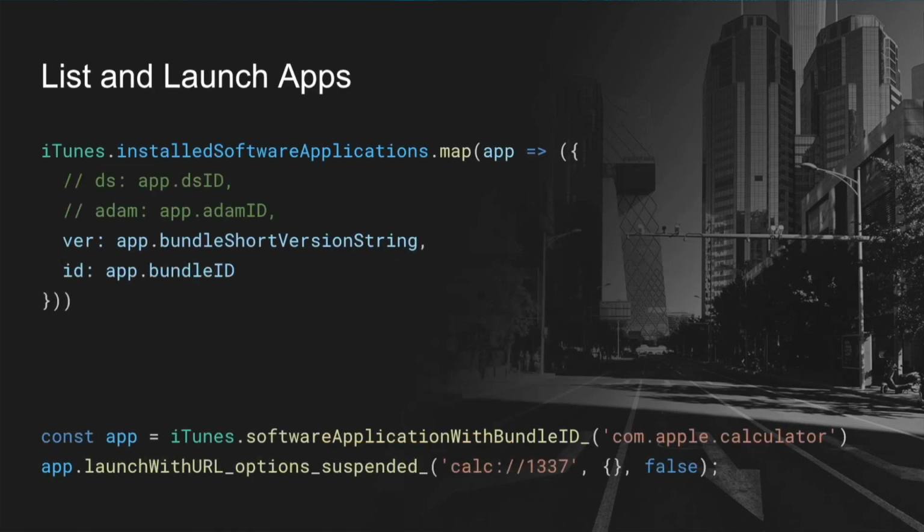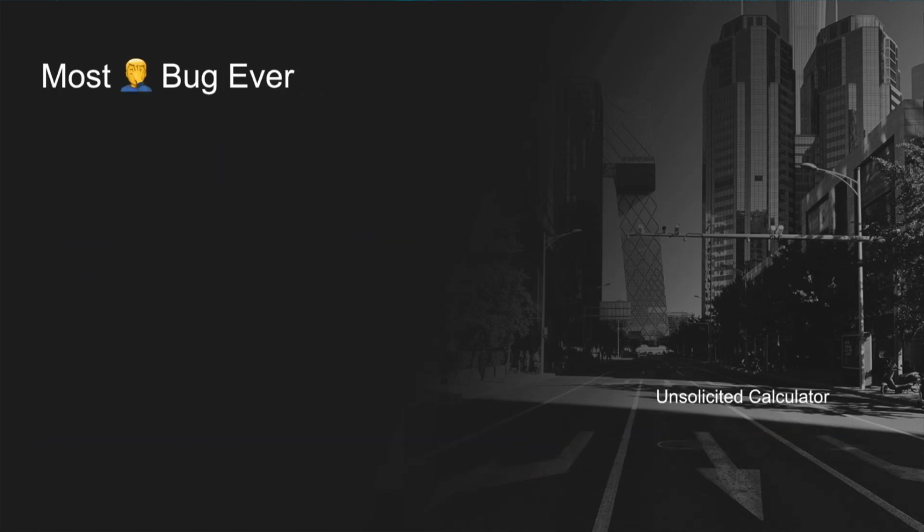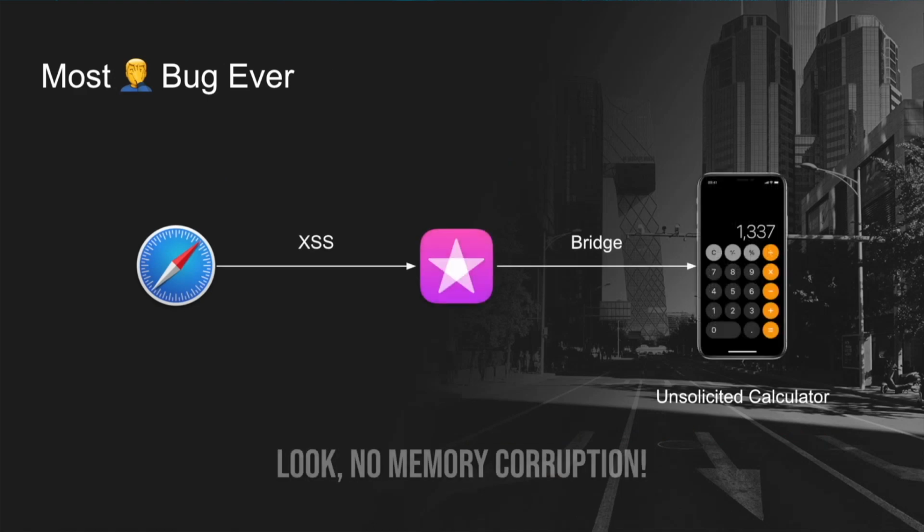And here comes the most interesting part. You can even get a list of all of the in-store apps and launch them by bundle identifier, for example, calculator. So this could have been the most embarrassing bug ever. It's only one cross-site scripting away from launching the calculator from web on the state-of-the-art phone, with no memory corruption at all.